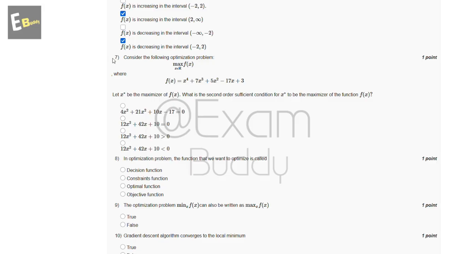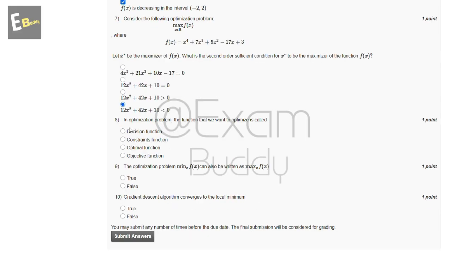Now the seventh question is, consider the following optimization problem where f of x is equal to x to the power 4 plus 7x cube plus 5x square minus 17x plus 3. Let x star be the maximizer of f of x. What is the second order sufficient condition for x star to be the maximizer of the function f of x? So these are the options, and the answer of our seventh question is D.